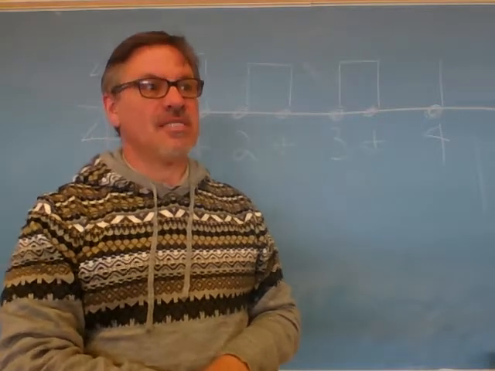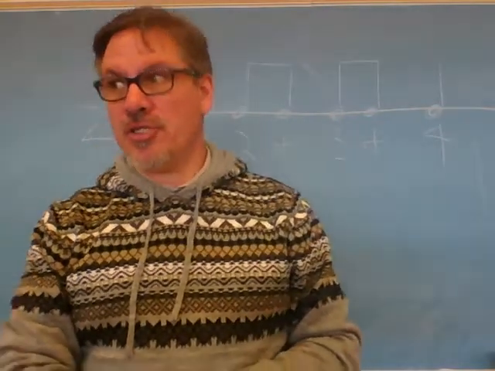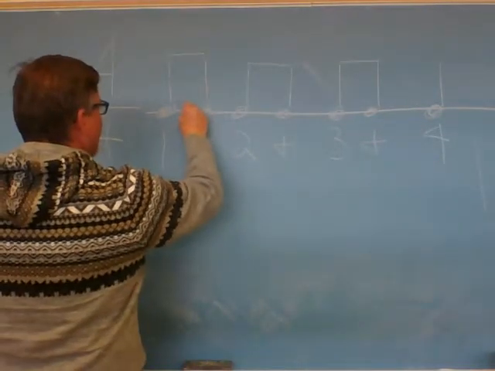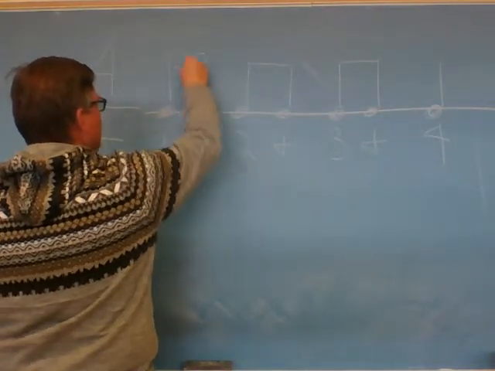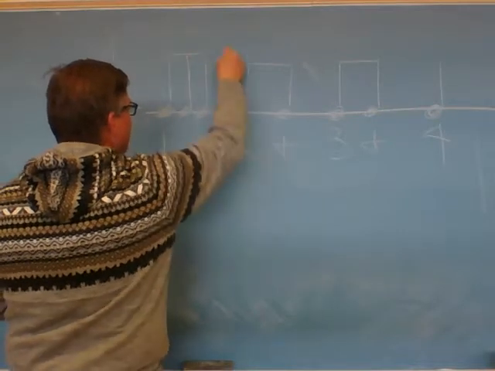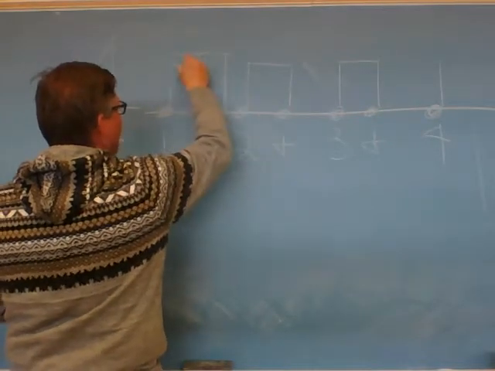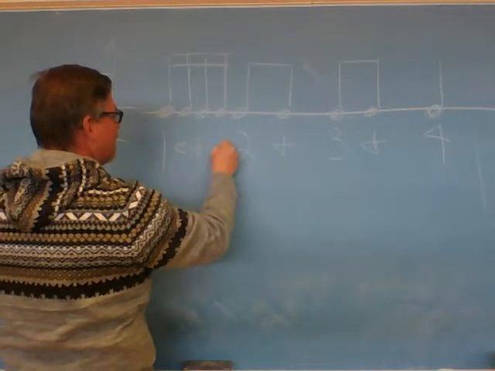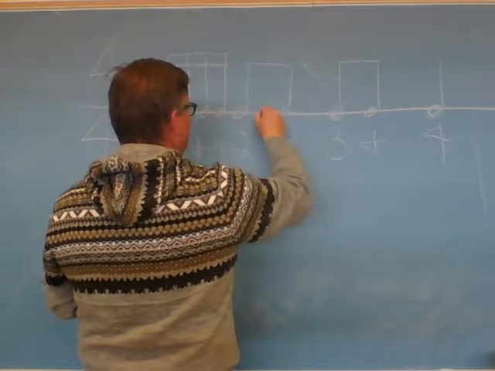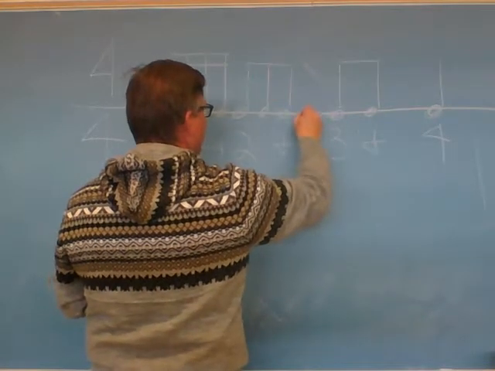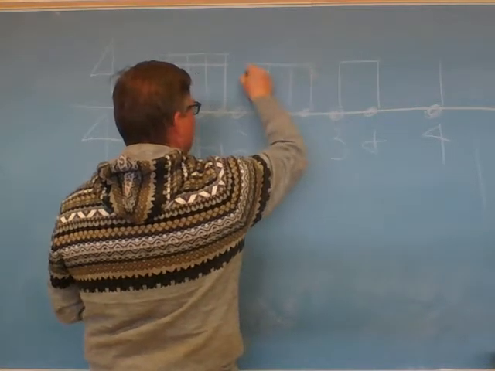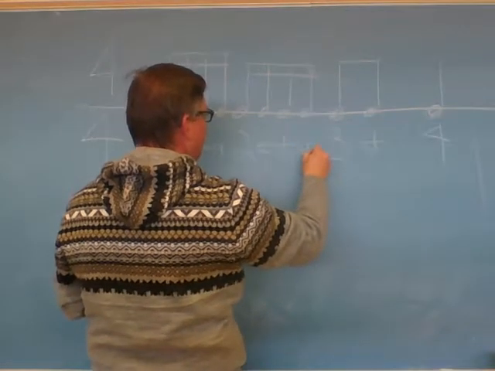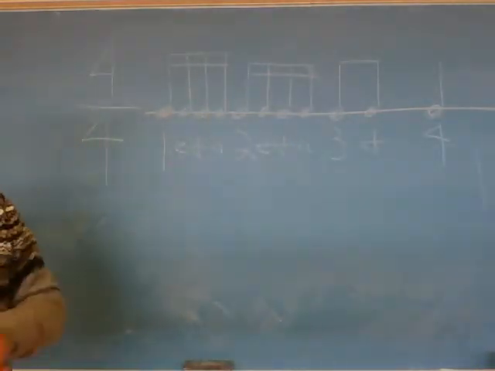Now, if we went to 16th notes, which you're going to be required to do, we are going to count that, add a note here, and add a note here, and we add a flag. That's 1 E and up. Add a note here, add a note here. That's 2 E and up. And I'm just going to leave the rest of those there.